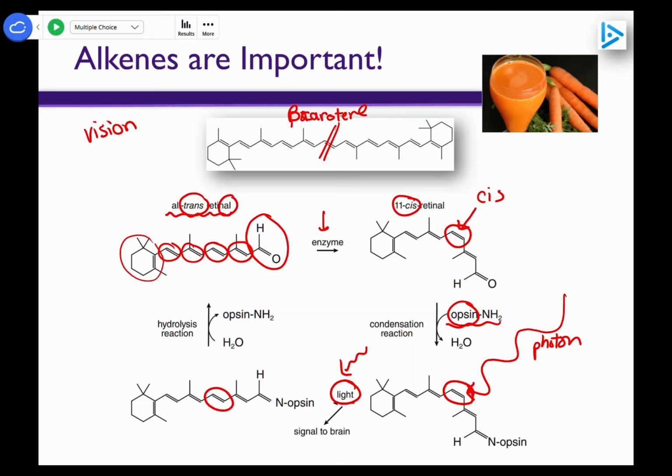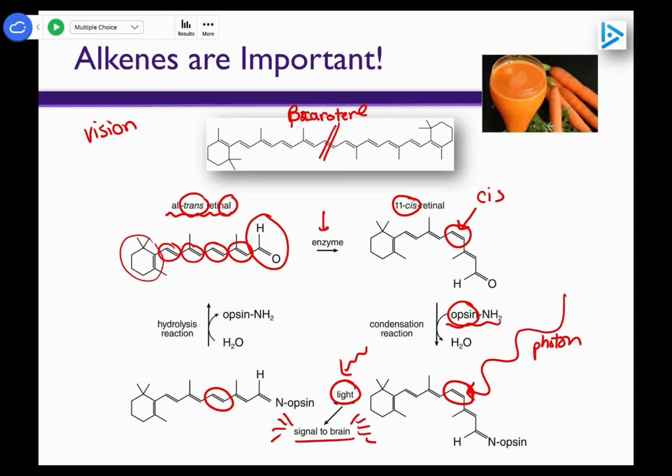Now look at the shape of the cis retinal compared to the trans retinal. Do you see how this one is kind of like this type of position and the cis is kind of curvy like this? That change from the cis to the trans causes a change in the shape of the molecule, which changes the shape of the protein, which causes this cascading reaction to send a signal to your brain, which says, ooh, there's light. And this is how your vision works.